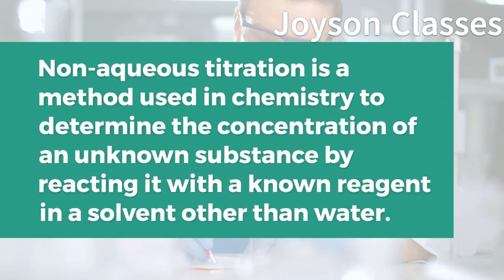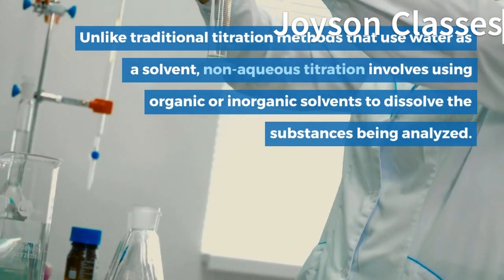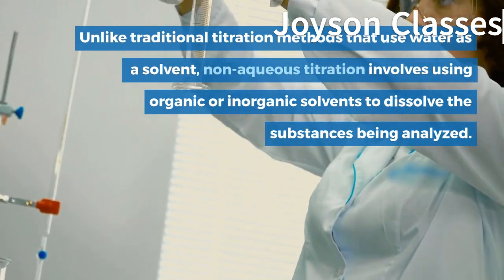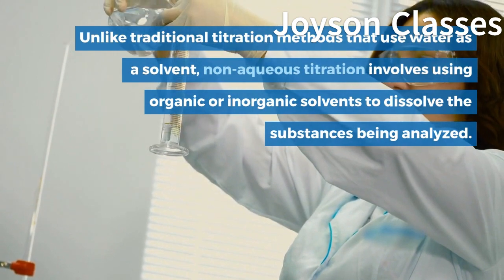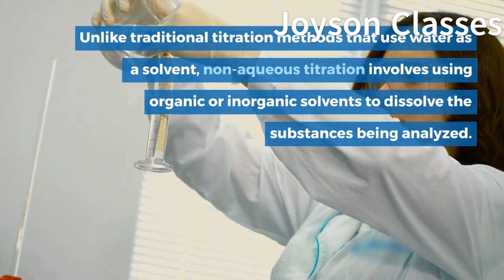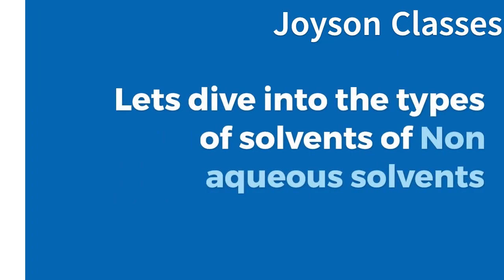Non-aqueous titration is a method used in chemistry to determine the concentration of an unknown substance by reacting it with a known reagent in a solvent other than water. Unlike traditional titration methods that use water as a solvent, non-aqueous titration involves using organic or inorganic solvents to dissolve the substances being analyzed. Let's dive into the types of non-aqueous solvents.